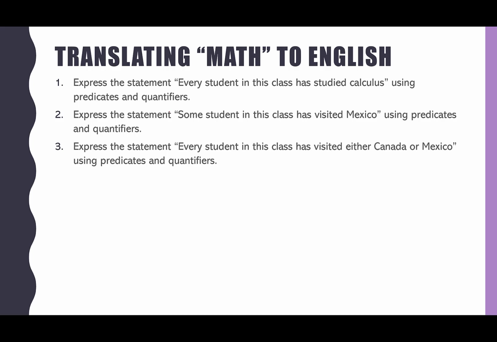So let's look at the first one here. This first sentence says, express the statement, every student in this class has studied calculus, using predicates and quantifiers. Next one, some student in this class has visited Mexico. Again, express that using quantifiers and predicates. And the last one, express the statement, every student in this class has visited either Canada or Mexico.